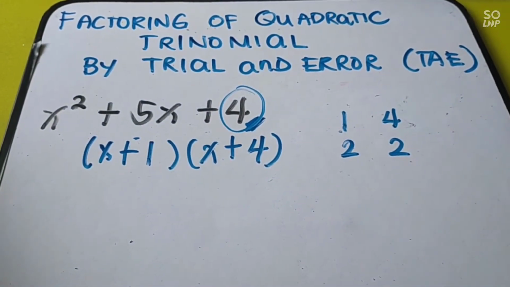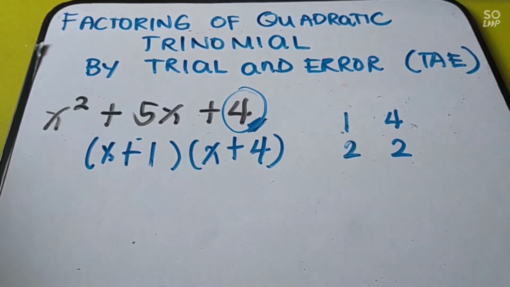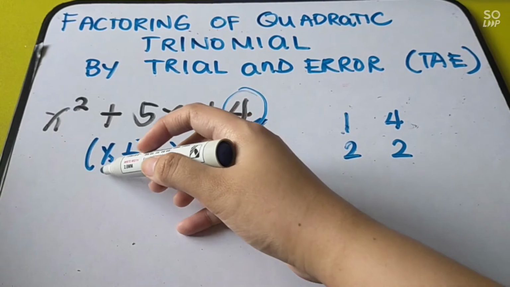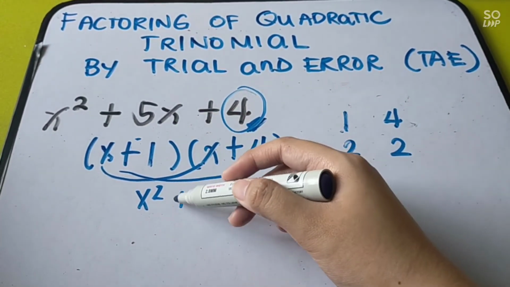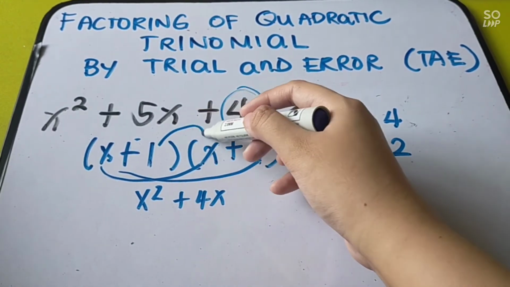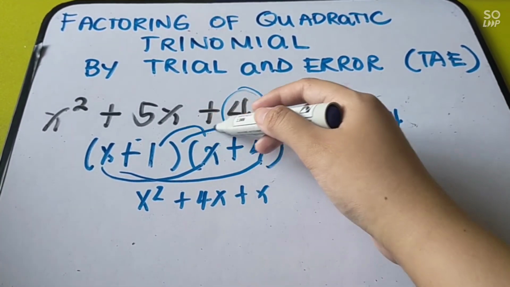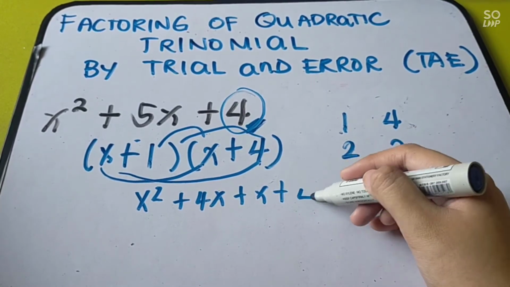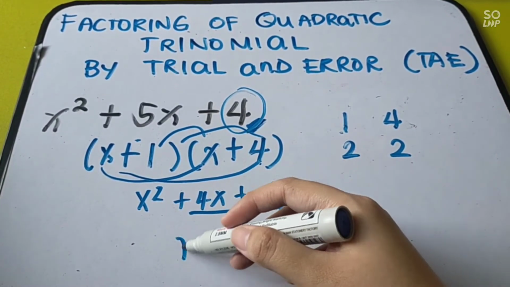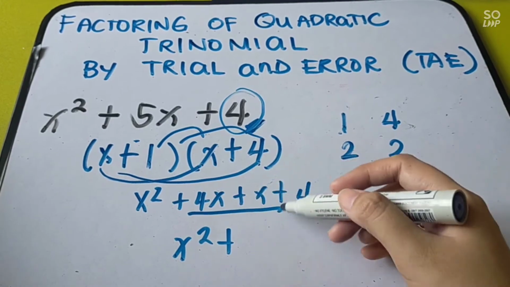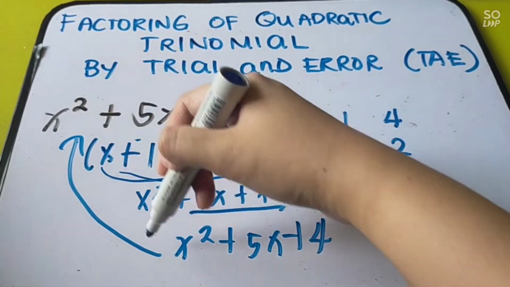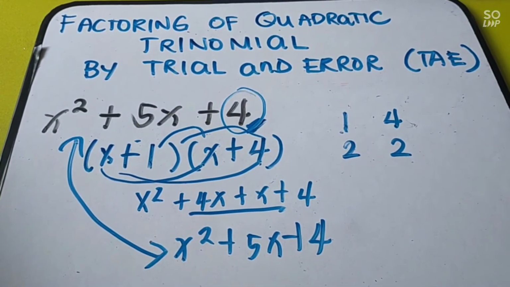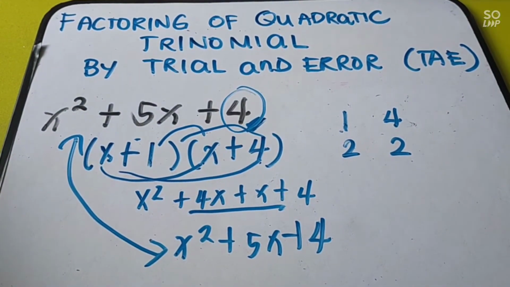So, ganito lang. So, si trial and error, ang kanyang kabaliktaran ay FOIL method. Let us have the FOIL method. Let us see. X times x, we have here x squared. X times 4, we have here plus 4x. 1 times x, the answer is plus x. 1 times 4, the answer is plus 4. If you combine like terms, we have here x squared plus 4x plus x, we have here 5x, then plus 4. We're done. They are just the same. Is it clear? So, that is trial and error.